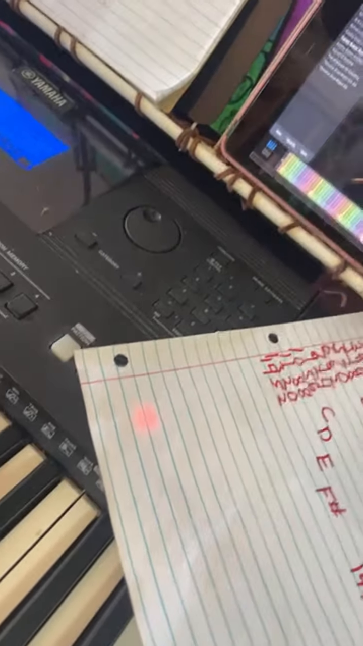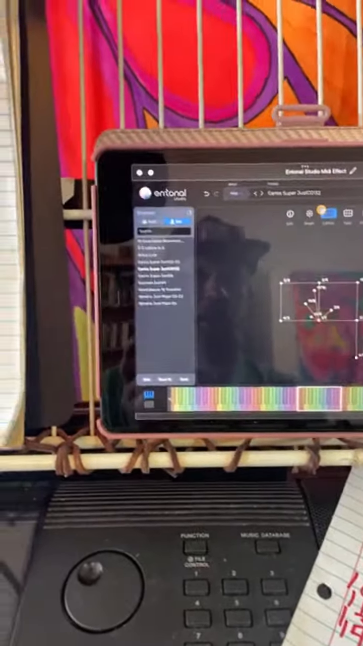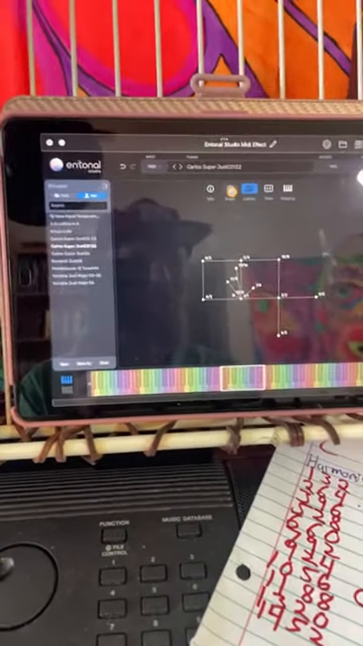So here's some lattice, whoopsies. It wants me to turn it this way. I'm sorry, I never expected to have to hold the phone.